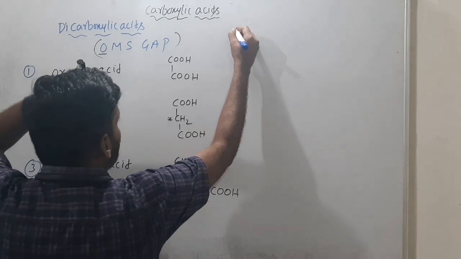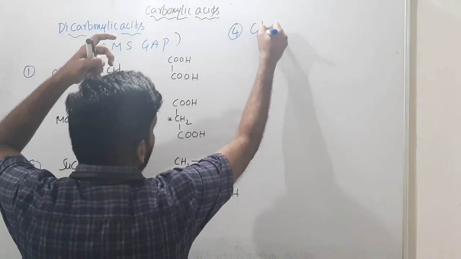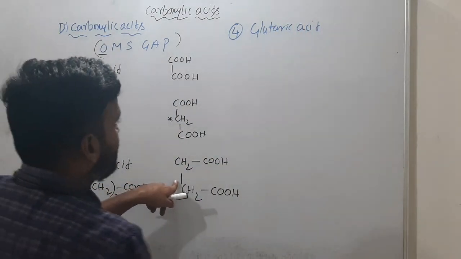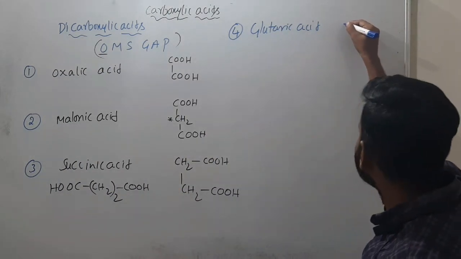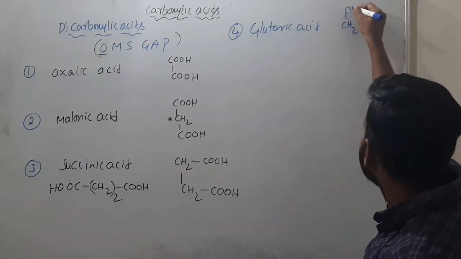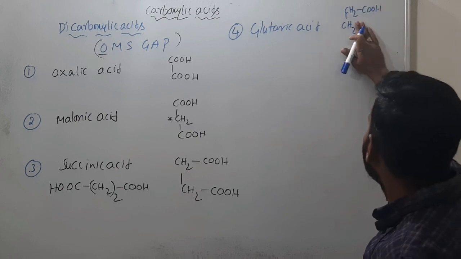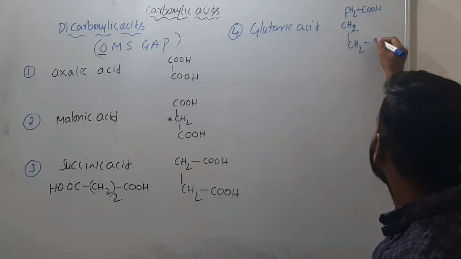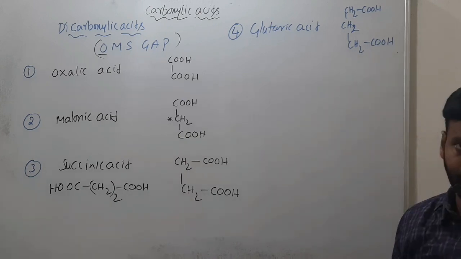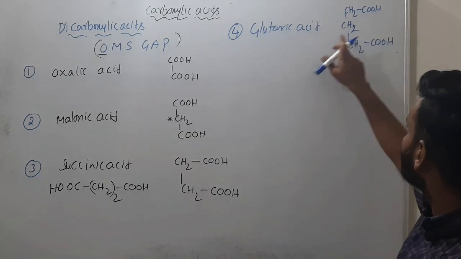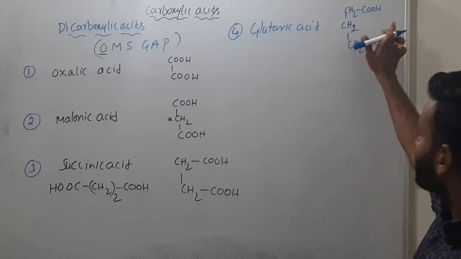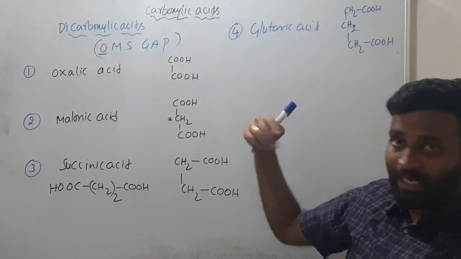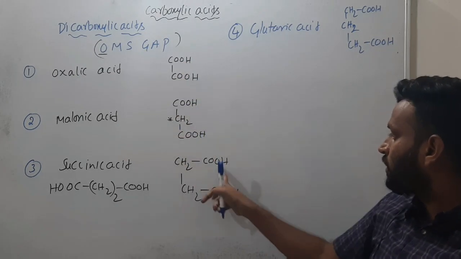Okay. Next, the fourth one, glutaric acid. Glutaric acid means 3 CH2 groups. So I write like this: COOH, CH2, CH2, CH2, COOH. Yes, three you have. Don't write COOH extra here, because these are, as I said, dicarboxylic acids. How many COOH groups will be there in dicarboxylic acids? Two. Here two, here two, here two.